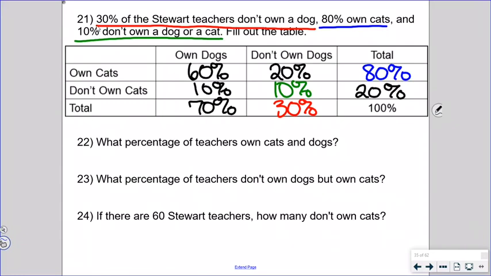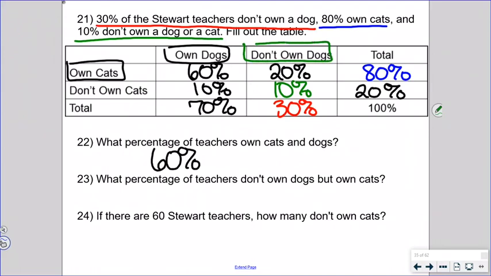What percentage of teachers own both cats and dogs? Well, that would be 60. What percentage of teachers don't own dogs but do own cats? That would be that black 20 right there.